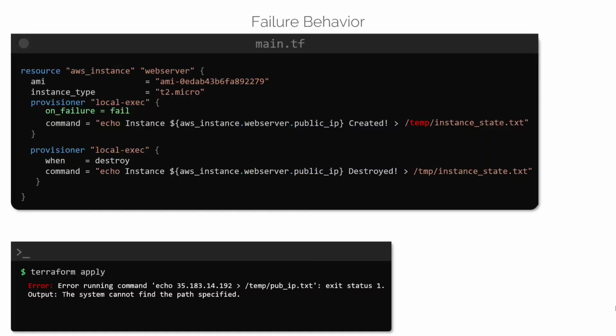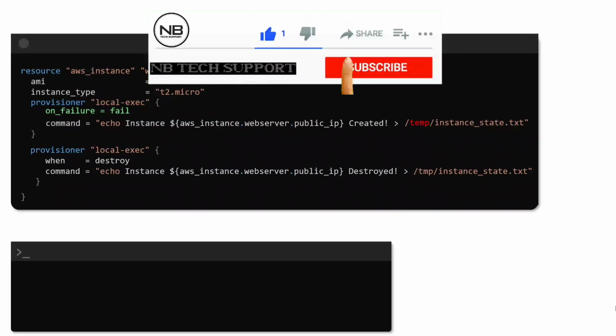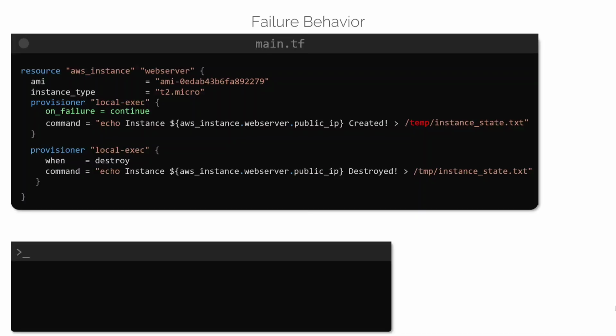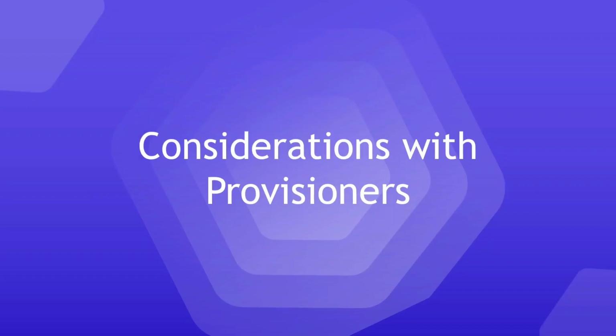We may not always want the apply step to fail if the provisioner fails. For example, let's say the provisioner script is optional and we don't care if it fails. We want the apply step to ignore this error and proceed. To override the default behavior and for apply to go through successfully, use the onFailure argument with continue as the value. When we run Terraform apply now, the resource will be provisioned successfully. Well, that brings us to the end of this lecture.